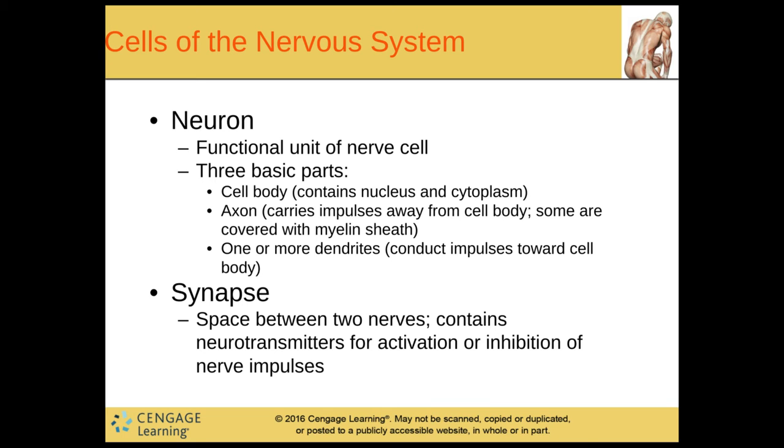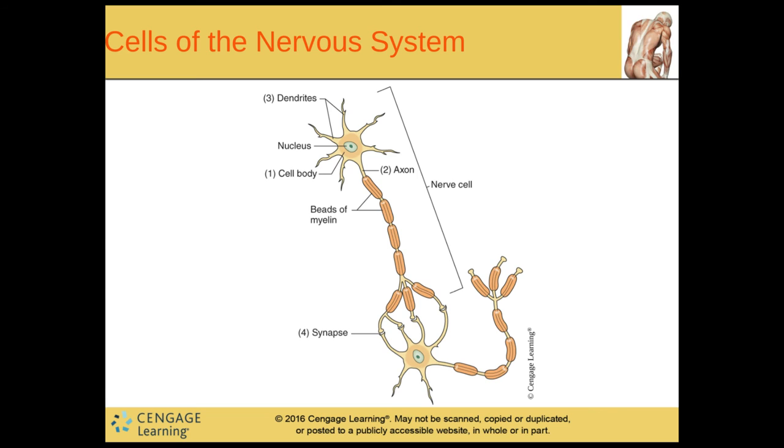And then we have a synapse, which is the space between two nerves. So it contains little neurotransmitters for activation or inhibition of nerve impulses. So it's kind of this little bridge. The synapse is kind of a little bridge between two nerves that make things work or fire or trigger, if that makes any sense.